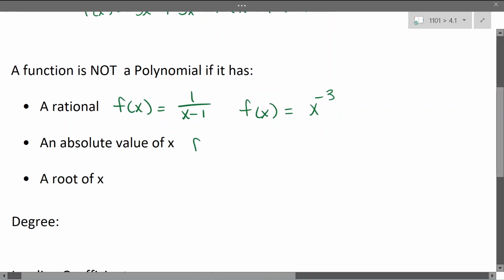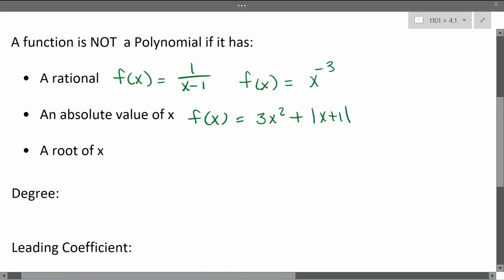If you see somewhere in your function that you have an absolute value of x, say you have 3x squared plus the absolute value of x plus 1, that's no longer a polynomial. And lastly, if you see that you have a root of x, whether it be a square root, a cube root, whatever root, if you see a root of x in your function, it's no longer a polynomial.